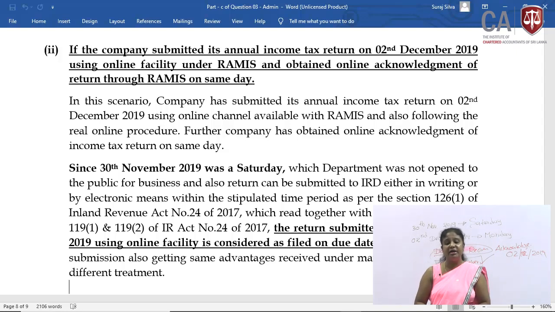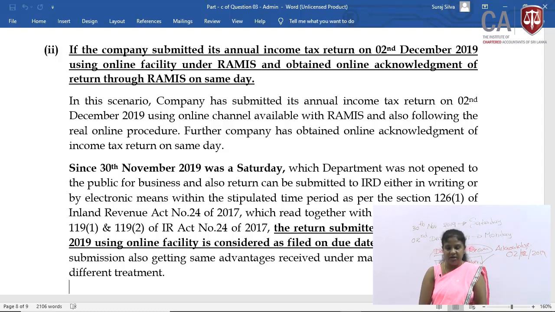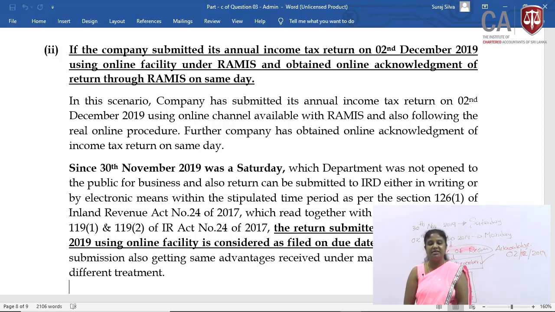Since 30th November 2019 was a Saturday, all these benefits are given if the last day of the return filing is a day the Department of Inland Revenue is not open to the public. Only then do these provisions apply. Since 30th November 2019 was a Saturday, when the department was not open to the public for business, and the return can be submitted to IRD either in writing or by electronic means within the stipulated time period as per section 126(1) of the Inland Revenue Act, which is the filing of returns.